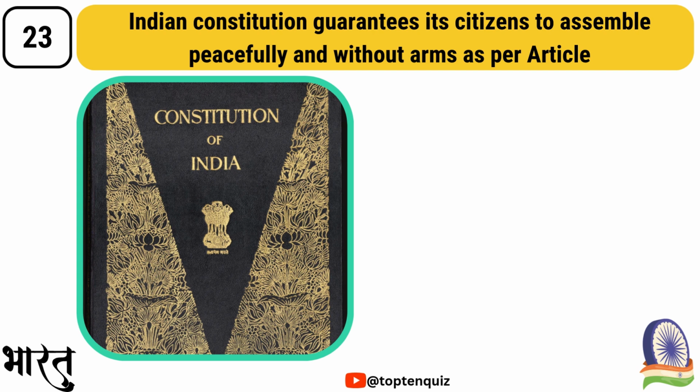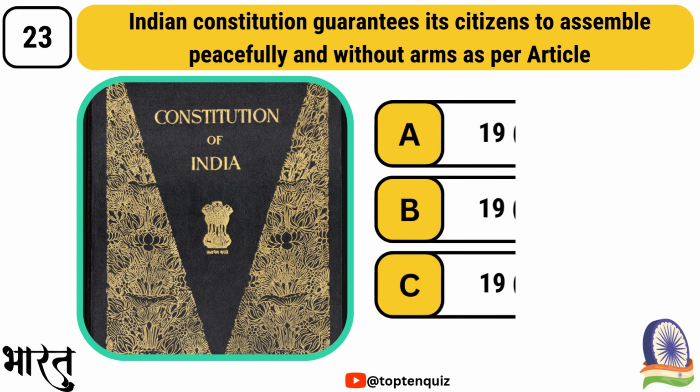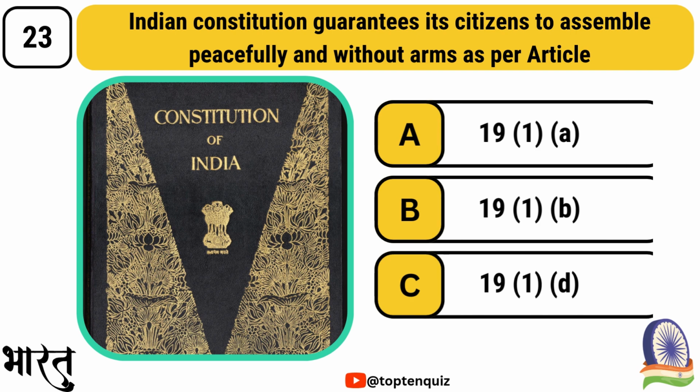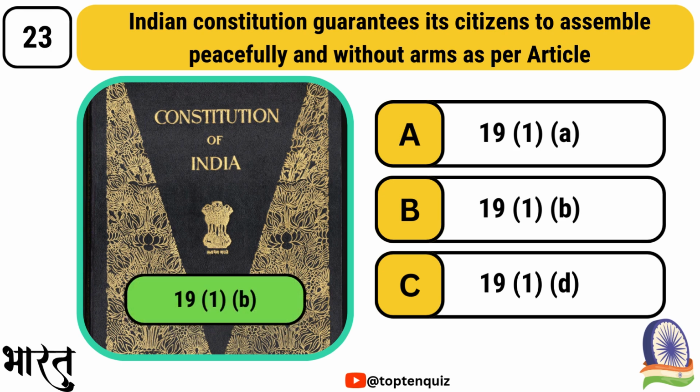Indian Constitution guarantees its citizens the right to assemble peacefully and without arms as per Article 19.1a, 19.1b, and 19.1d. The answer is 19.1b.